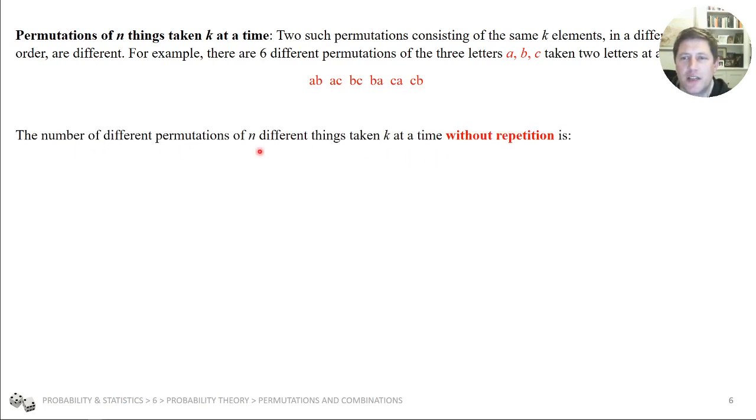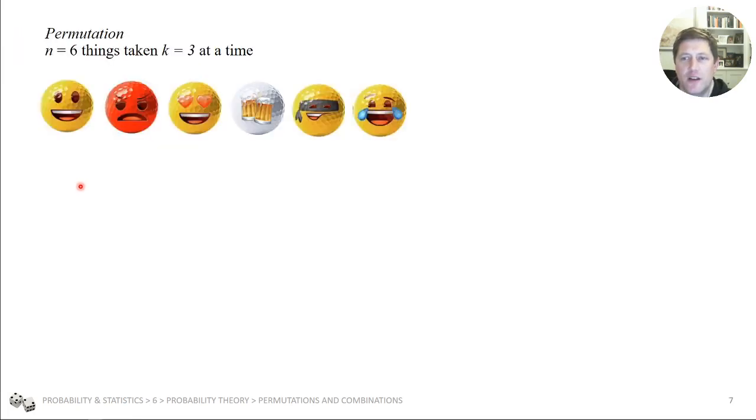So this is a case without repetition. We're just taking 2, but we can't take the same ones twice. So without repetition, this equation, n factorial divided by (n minus k) factorial, where k is the number that we're taking and n is the total number of things, tells us how many different permutations there are in that arrangement.